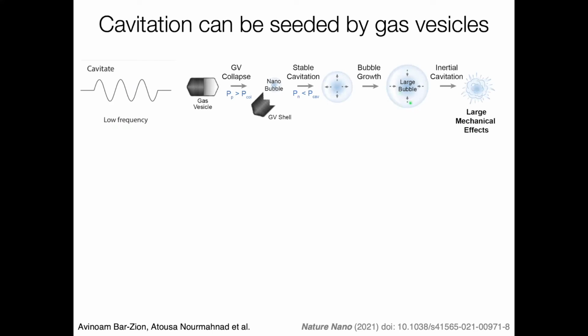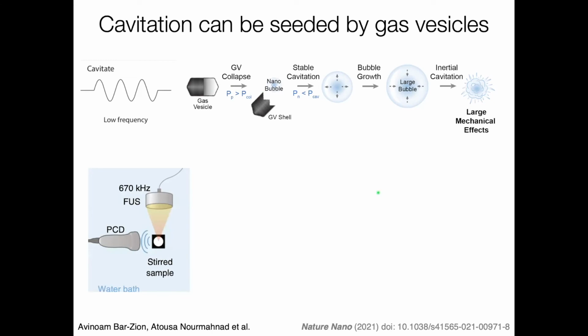And eventually, these bubbles get large enough that they can undergo inertial cavitation, which is a strong implosion that releases large mechanical effects and can be used for therapeutic purposes. Sounds like a complicated thing, all these different steps, but it happens. And this entire thing happens on a microsecond timescale, which I'll show you in a second.